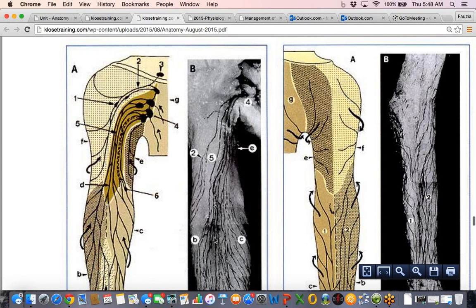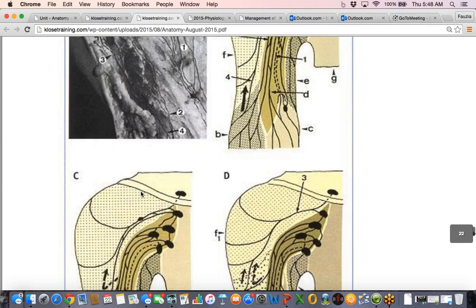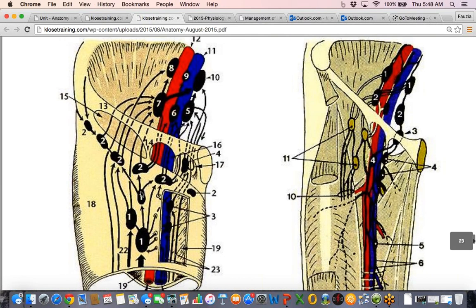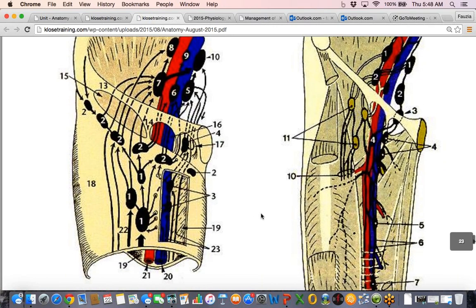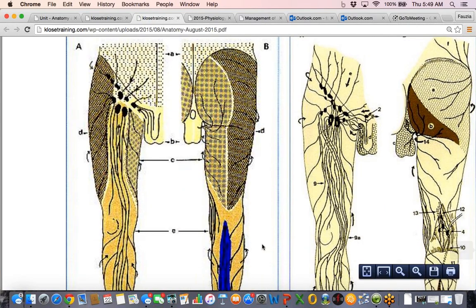You have little dividers also in your arm that have the fluid moving in different directions, but ultimately they're all trying to get back up to the axillary lymph nodes. And in the lower extremity, we have the same thing: the inguinal lymph nodes, which are superficial, and then the pelvic lymph nodes, which are deeper. Again, they're trying to drain the fluid from the lower extremity into the inguinal and pelvic lymph nodes, which will then go up into the thoracic duct.